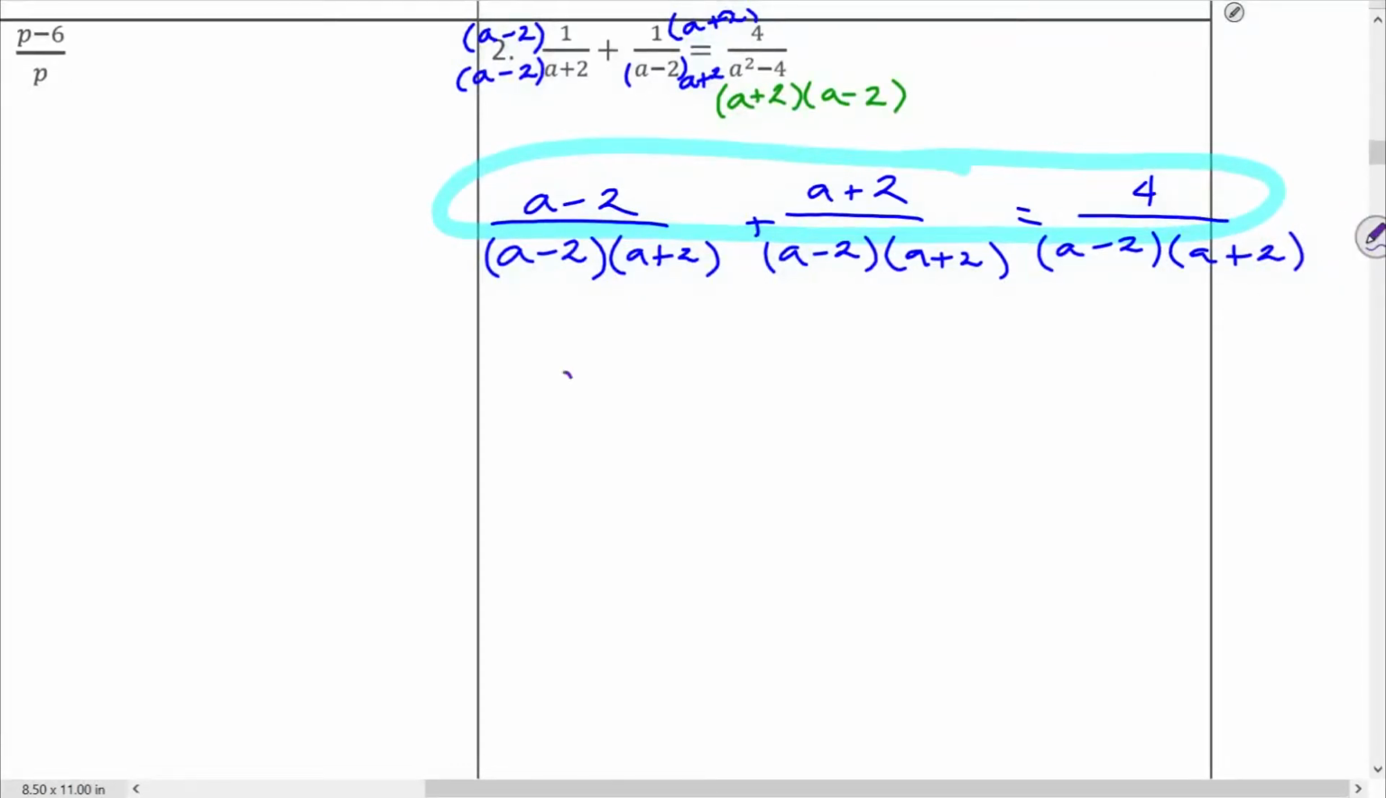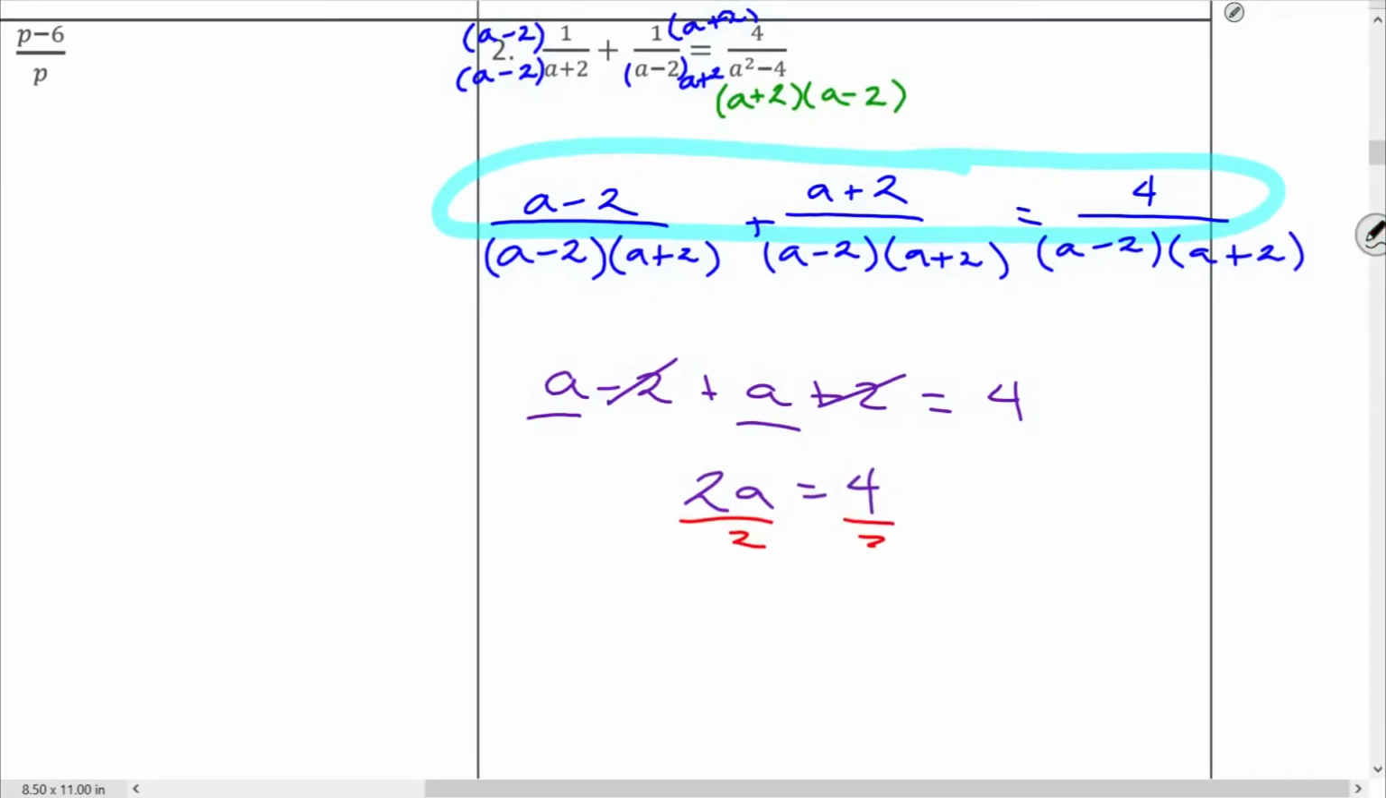So, when is a minus 2 plus a plus 2 equal to 4? Well, if I combine like terms, a plus a is 2a. Negative 2 plus 2, those cancel, equals 4. Divide by 2, and I get a equals 2. Now, before I celebrate, let me double check that I don't have extraneous solutions, and I'll plug this back into the original equation and see if I get any division by 0 problems.